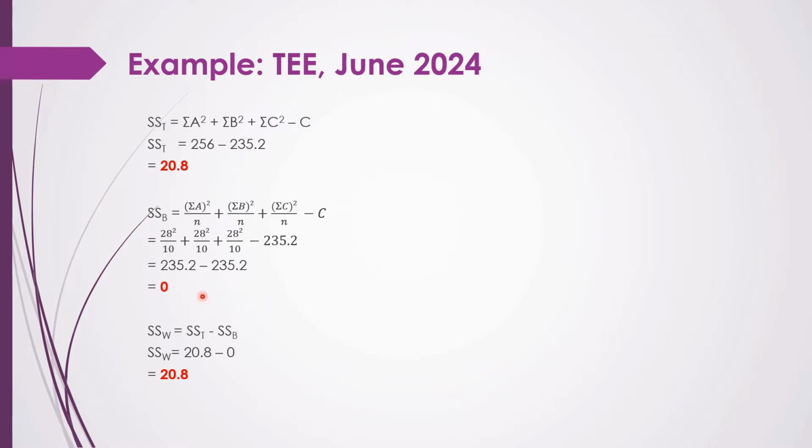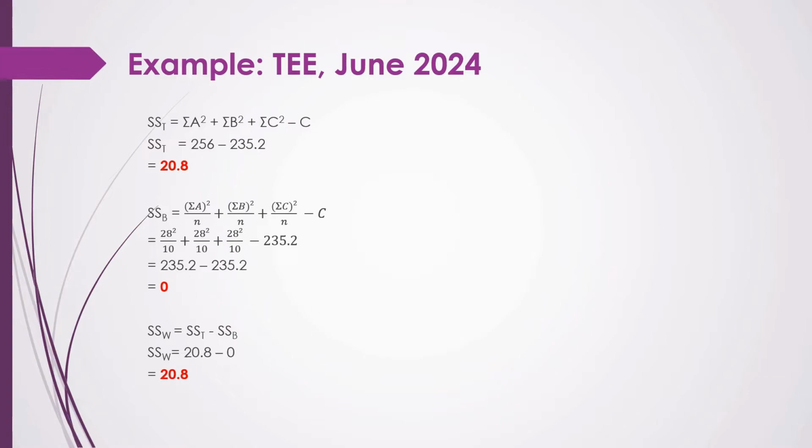If you get a value like 0, you don't have to worry. This is pretty much possible in ANOVA. So if you get 0, just check if you have done everything correct before that and then move forward. So we have total sum of squares and we have sum of squares between the groups. So how do we calculate sum of square within the group? Total sum of square minus sum of square between the groups, which is 20.8 minus 0, which is 20.8, exactly same as the total sum of square.